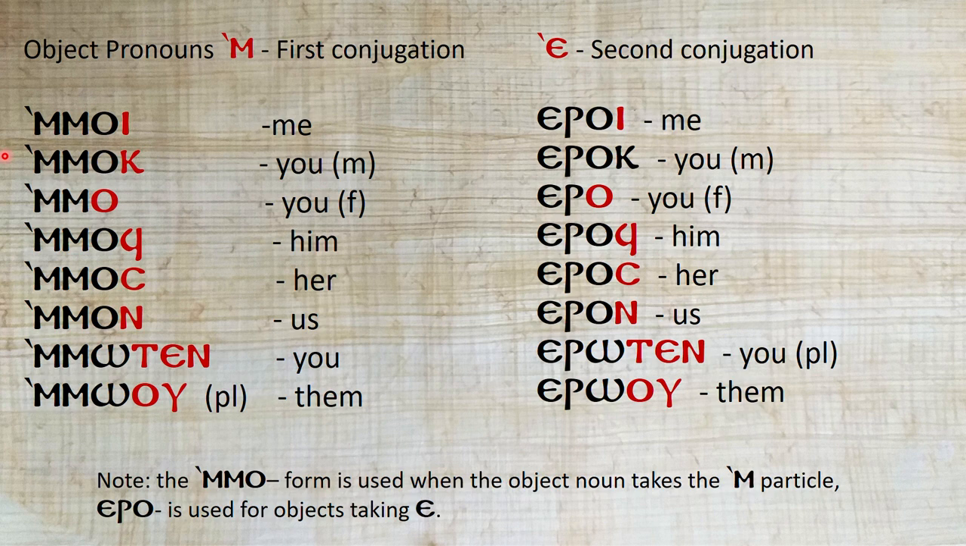So emmoy, me. Emmok, you, masculine. Emmo, you, feminine. Emmof, him, masculine. Emmos, her. Emmon, us. Emmoden, you. Emmau, plural. Good. And you can put it in any verb, I just said do you know him. So ek-saun emmoy, ek-saun emmok, do you know you, masculine? Ek-saun emmo, do you know you, feminine? Ek-saun emmof, do you know him? Ek-saun emmos, do you know her? Ek-saun emmon, do you know us? And so on. Good, fine.